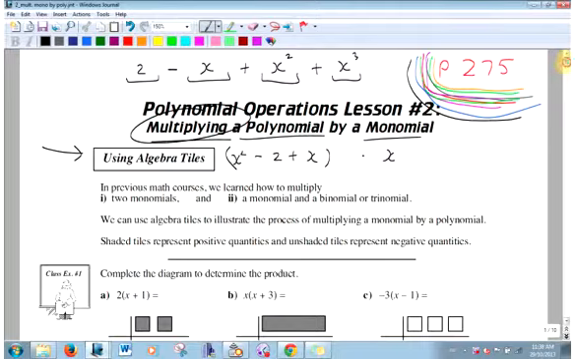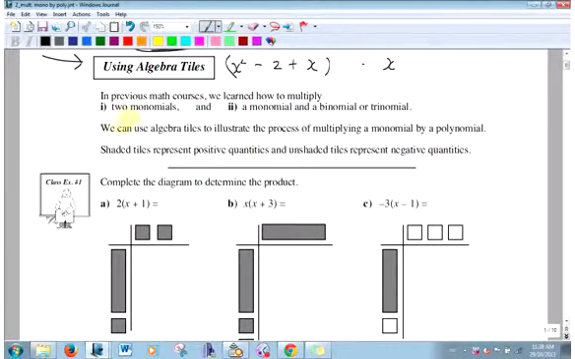So, on to today's. Okay, in previous math courses, you guys learned how to multiply two monomials. What is x times y? xy. Okay? Is that two monomials multiplied together? Sure. Of course, you got bigger ones, but that's all it's saying. A monomial times a binomial. You've done this before. Only now we're going to do this with some algebra tiles.